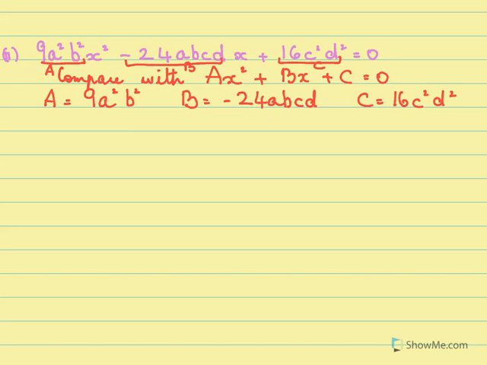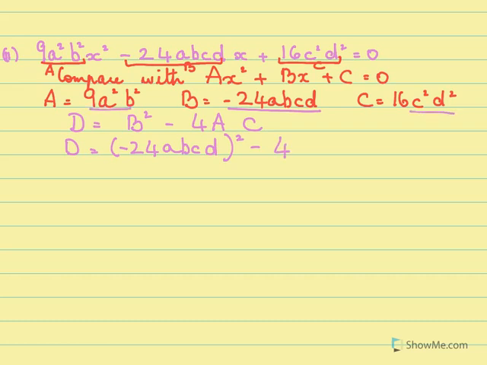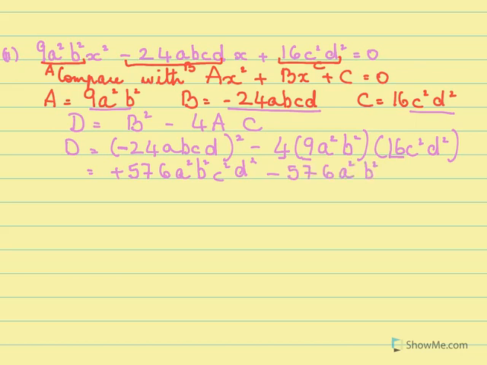Now let's go ahead and find the value of our D. So we know D is b square minus 4ac. So D equal to, now this is the b, so b square will be minus 24abcd the whole square, minus 4ac. This is a and this is c, that is 9a square b square, and here 16c square d square. Now minus 24 into minus 24 is 576, minus into minus is plus. So you have a square b square c square d square, minus 4 into 9 into 16 is 576, and here we will have a square b square c square d square. And this will cut out, and the D is equal to 0.